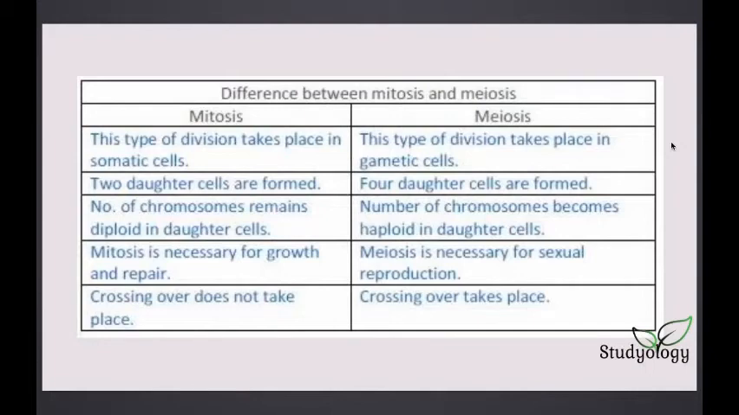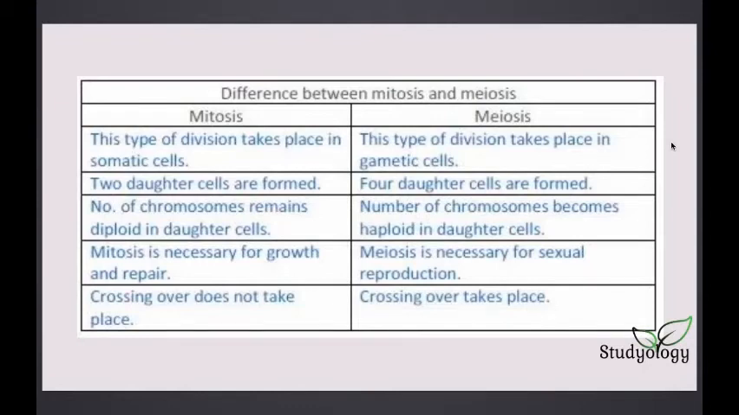Mitosis, this type of cell division, takes place in somatic cells. Meiosis, this type of cell division, takes place in gametic cells. Somatic means the body. Meiosis happens in gametic cells, meaning the gametes, the reproductive cells like sperms and ovums. In mitosis, two daughter cells are formed. In meiosis, four daughter cells are formed.